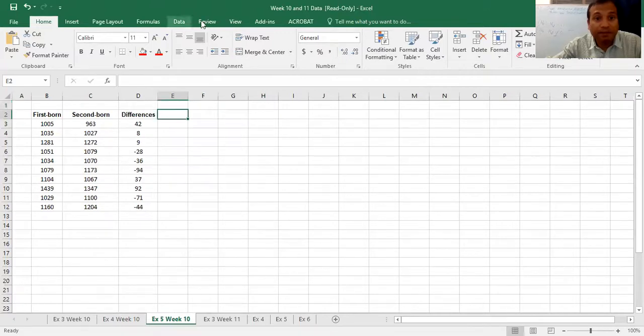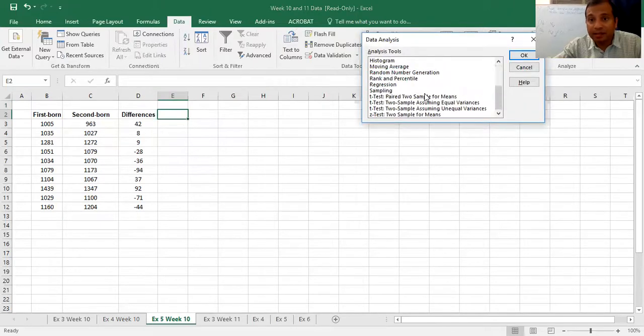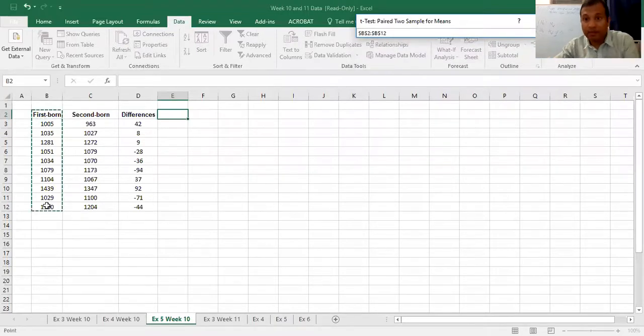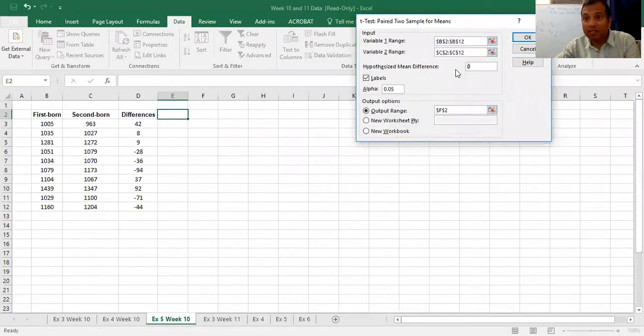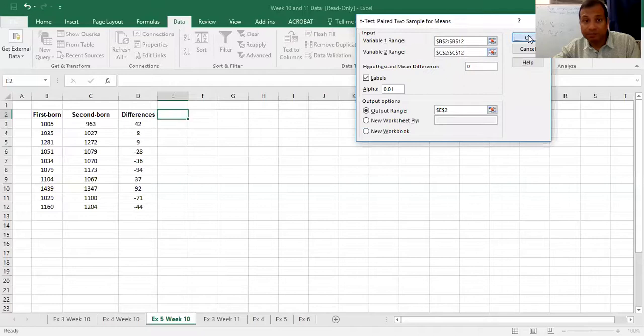So the first one, go to the data analysis, t-test for paired two sample. This is the paired one, dependent one. First column first-born, second-born data. That's it. What is the hypothesized mean difference? Mu d, there is no difference, so 0. I have included labels, so click. What is the alpha value? At 1% significance level, so it will be 0.01. Output range, I want it to be here. Okay.